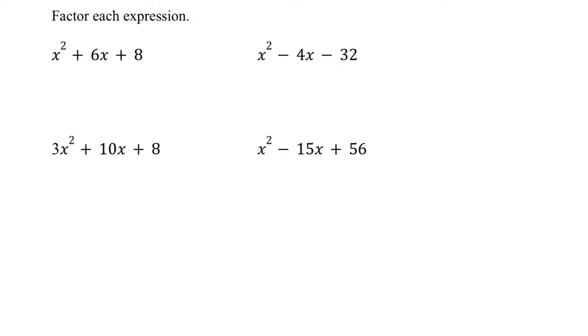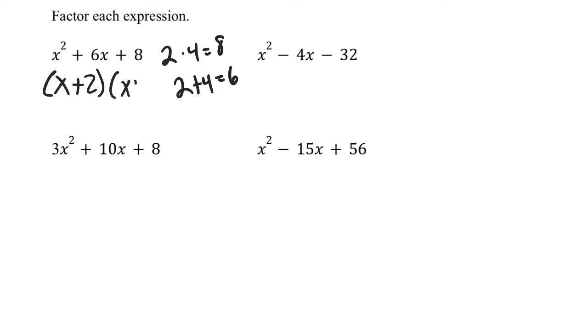On these ones, you're supposed to factor each expression. So for the first one, I'm looking for numbers that add together to give me 6, multiply to give me 8. So I'm thinking 2 and 4. 2 times 4 equals 8. 2 plus 4 equals 6. So that works. And I'm left with x plus 2 times x plus 4. Alright, so I'm just going to leave that there for now. Erase this.